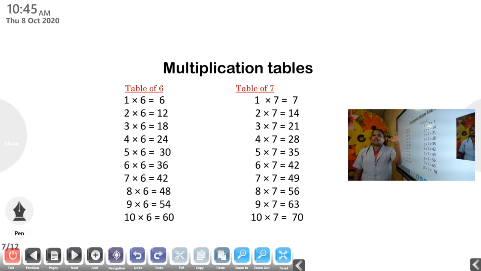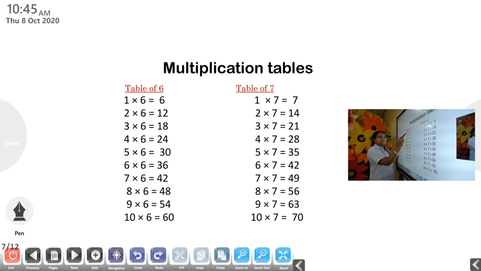Then next, multiplication tables 6 and 7. We have already learned multiplication tables 1 to 5. Do you remember? Okay. Then first, table of 6. 1 6 is 6. 2 6s are 12. 3 6s are 18. 4 6s are 24. 5 6s are 30. 6 6s are 36. 7 6s are 42. 8 6s are 48. 9 6s are 54. 10 6s are 60.